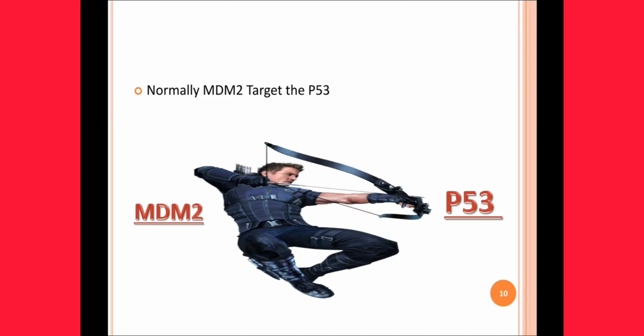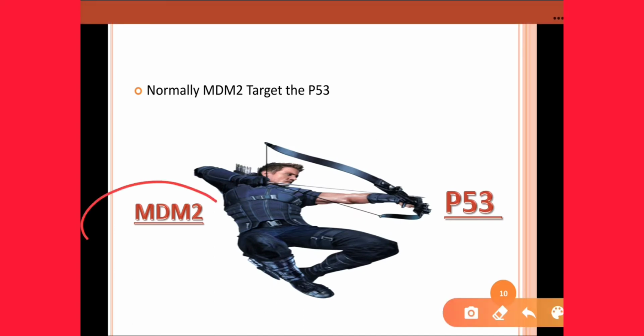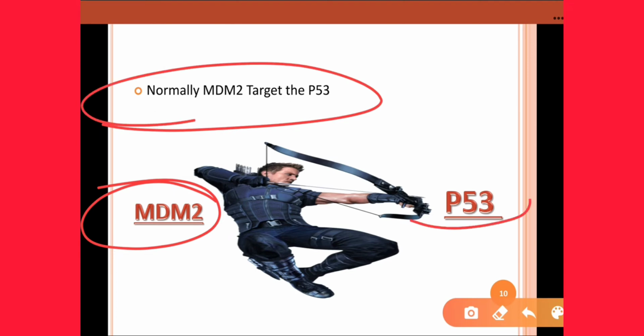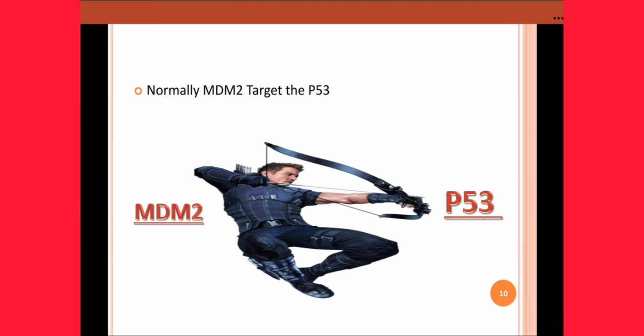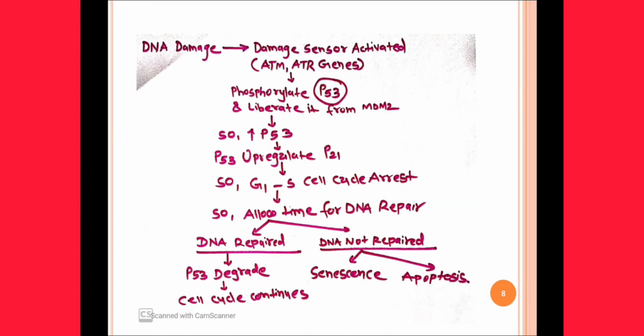Why? That is because of one particular gene known by the name MDM2. It particularly targets the P53 protein. This MDM2 normally has an attraction towards P53, and it will degrade your P53. It will reduce your P53. So in the normal healthy cell, you don't have an increased number of P53. But now we will understand what happens when there is DNA damage.